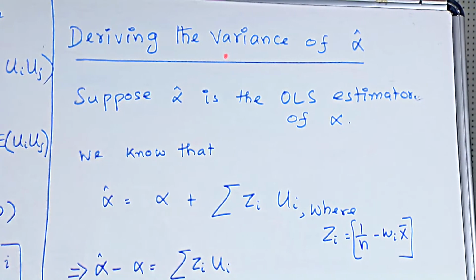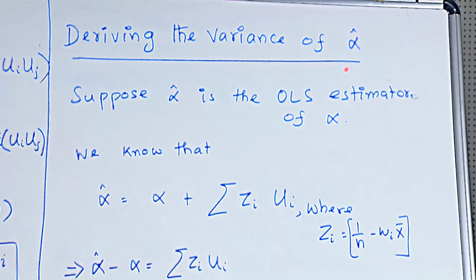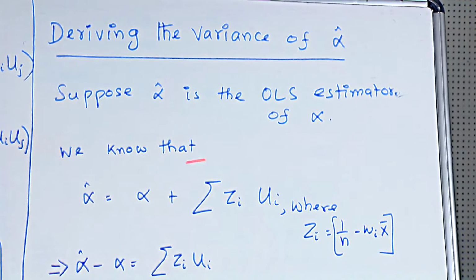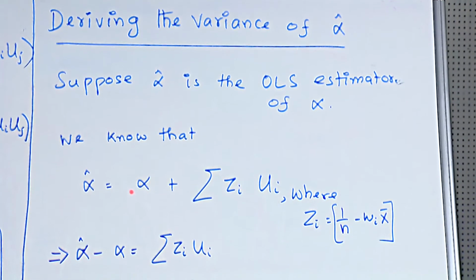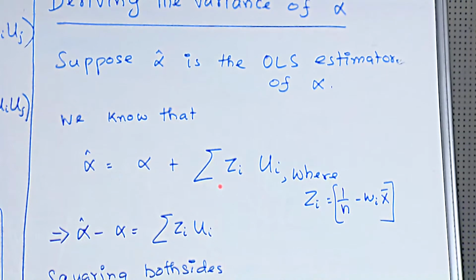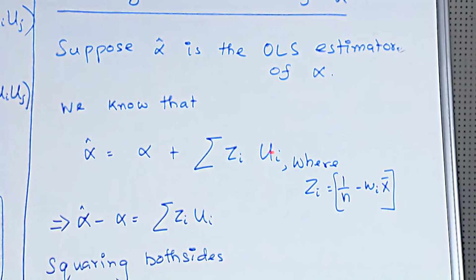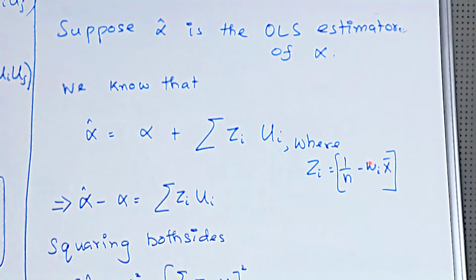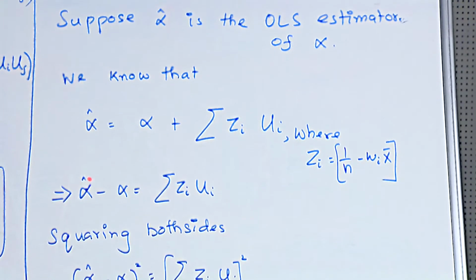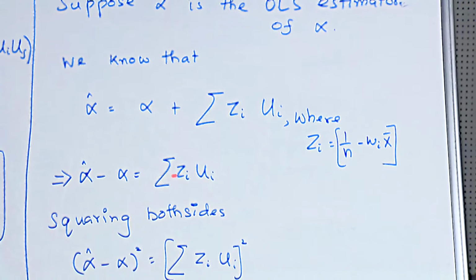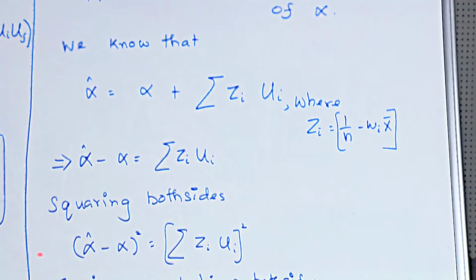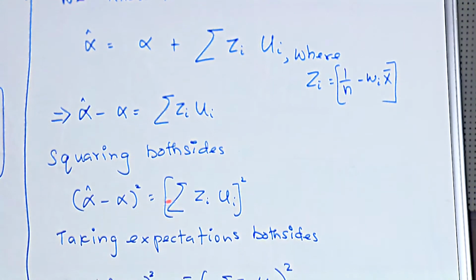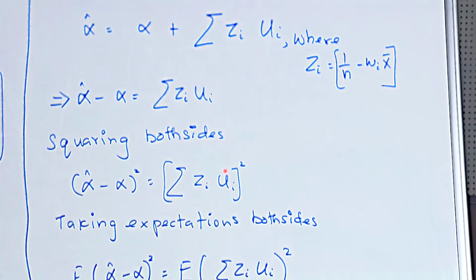Now let us derive the variance of alpha hat. Suppose alpha hat is the OLS estimator of alpha. We know that alpha hat is equal to alpha plus sigma zi ui, where zi is equal to 1 by n minus wi x bar. Now alpha hat minus alpha is equal to sigma zi ui. Squaring both sides, we get (alpha hat minus alpha) whole square is equal to (sigma zi ui) whole square.